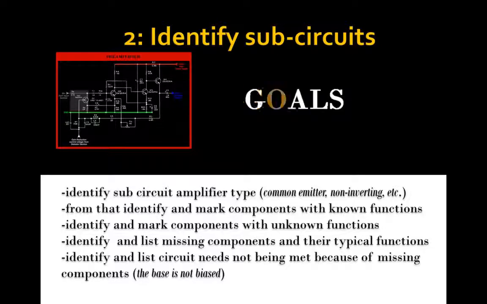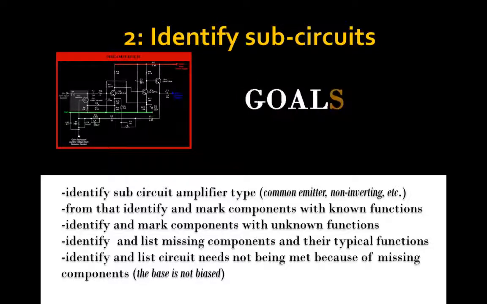And then beyond that, identify and mark components that you don't know. Okay, these are components that are not typical in our subcircuit as we've seen it, so you don't know what those are doing. And then identify the things that are missing. So for instance, if the typical R1 and R2 are missing, then you want to mark that down and note, okay, R1 and R2 are missing.